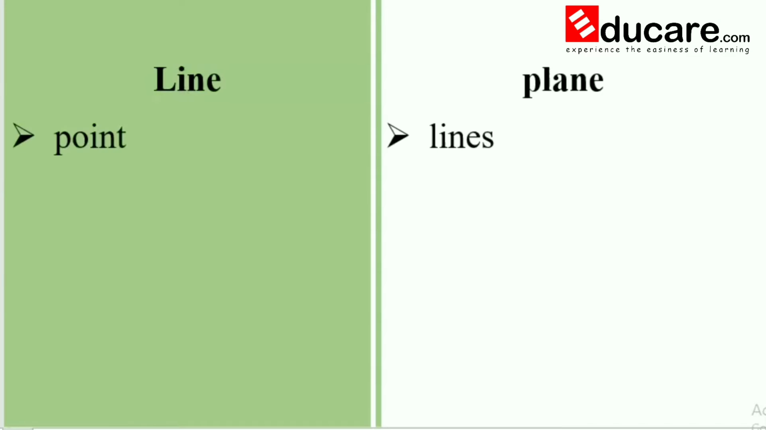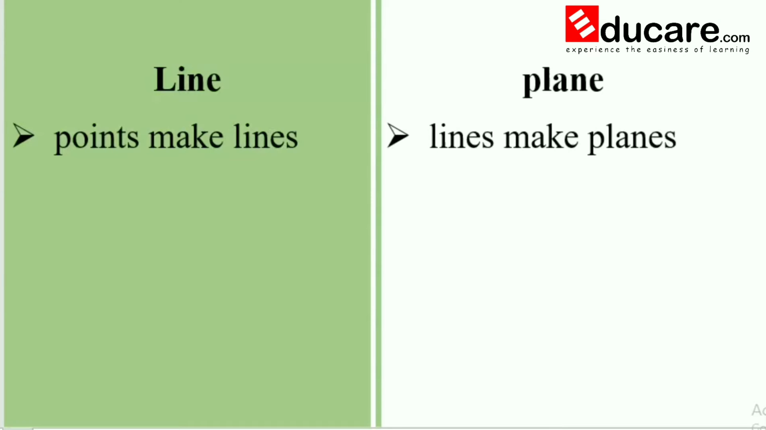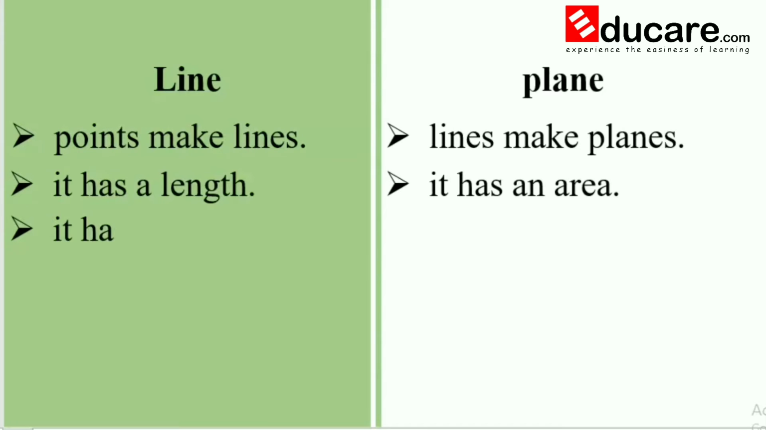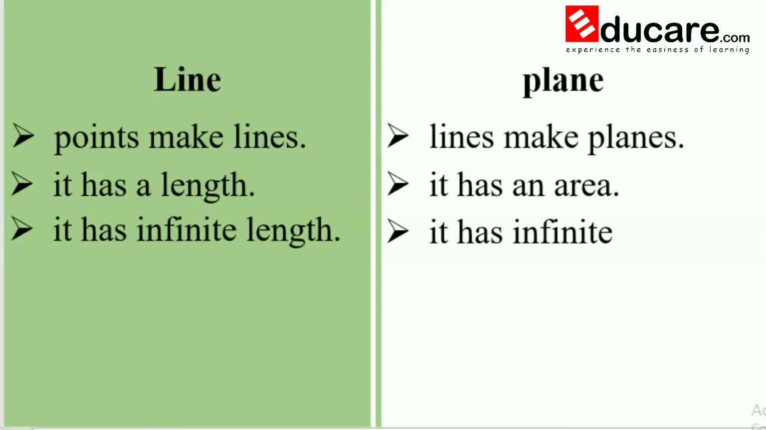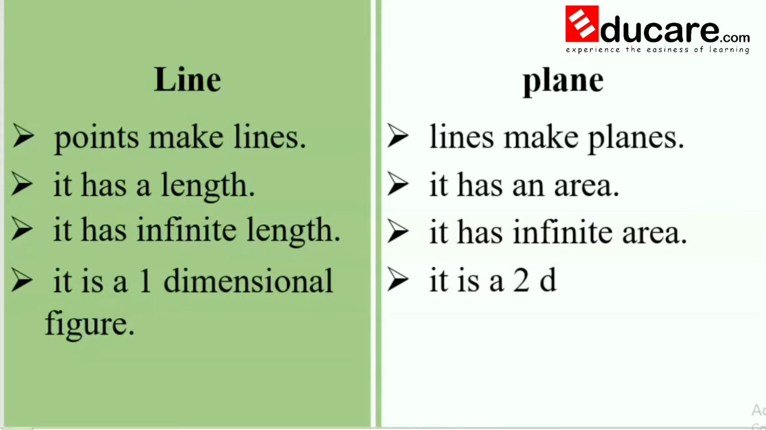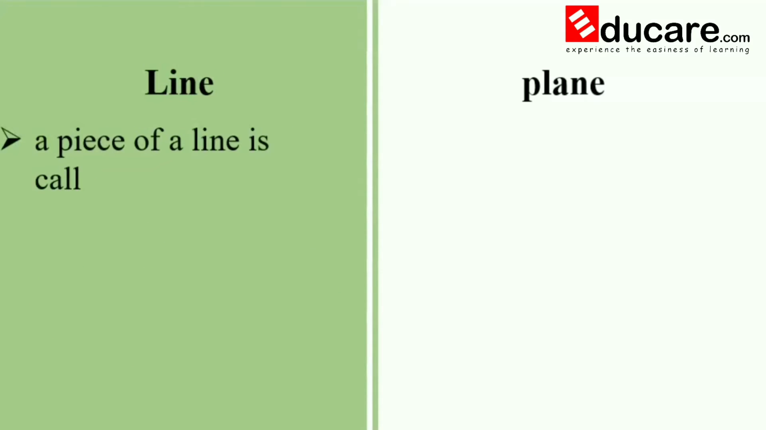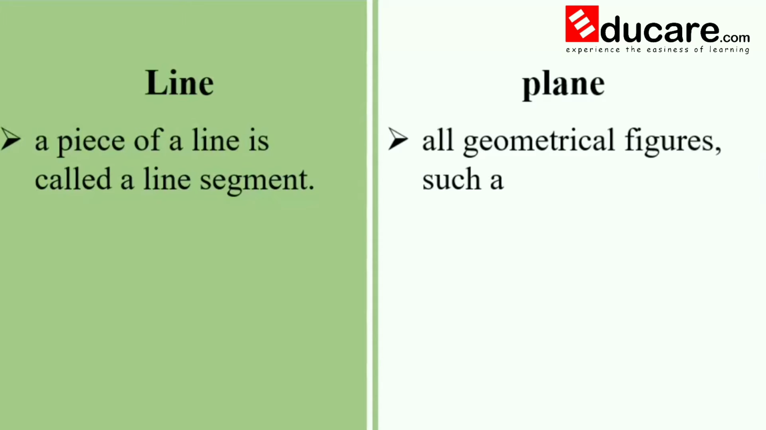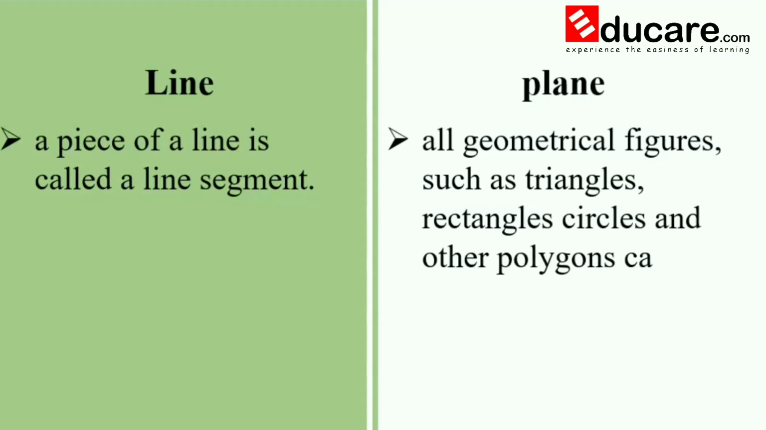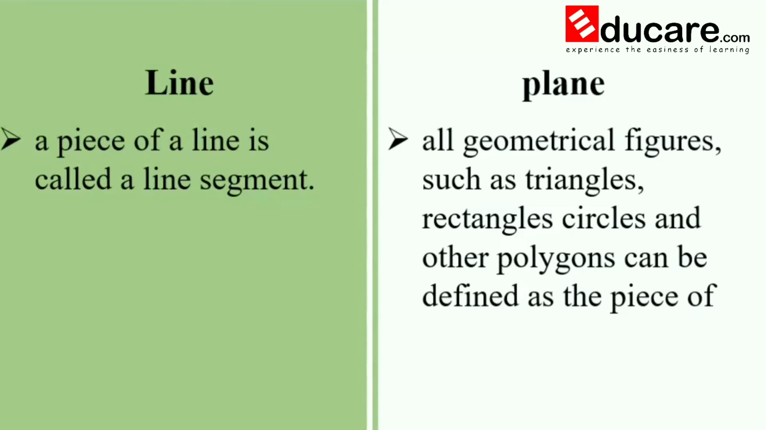Is there any similarity between a line and a plane? Points make lines, and lines make planes. A line has a length, and a plane has an area. The length is infinite for a line, and for a plane, the area is infinite. A line is a one-dimensional figure, and a plane is a two-dimensional figure. A piece of a line is called a line segment. All geometrical figures, such as triangles, rectangles, circles, and other polygons, can be defined as the piece of a plane.